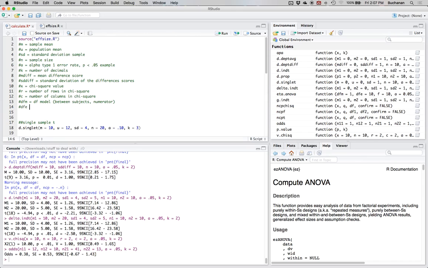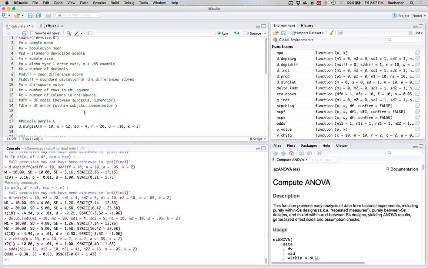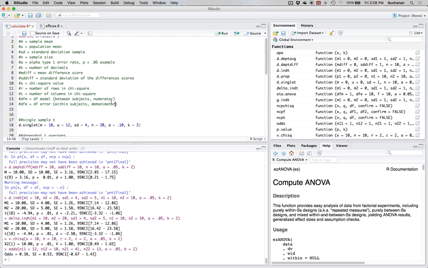DFE is DF error, or within subjects, denominator. Don't confuse that with the type of design, a between subjects design or within subjects design. This is specifically about variance. Well, it isn't the variance itself, it's the degrees of freedom for that variance, rather. So I don't want to include variance here, that would be confusing.